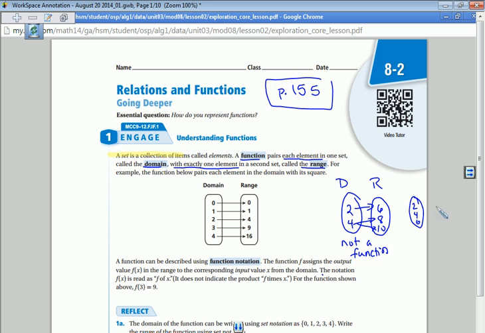Okay, now let's look at this. 2, 4, 6, 8, 10. Is that a function? Yes. Yes, because the 2 is only paired with one element, the 4 is only paired with one element, and the 6 is only paired with one element. So yes, this is a function.